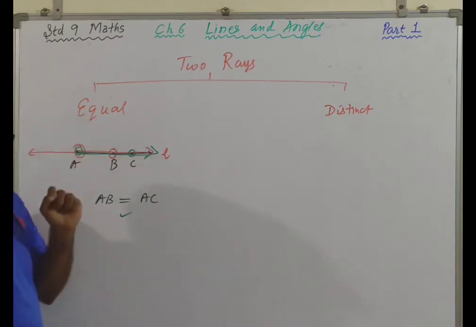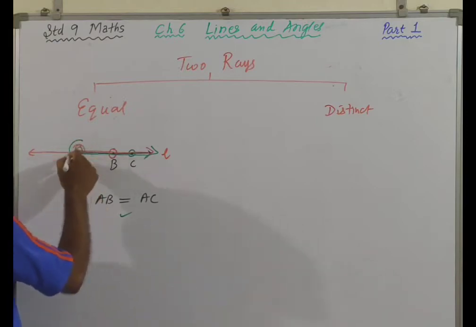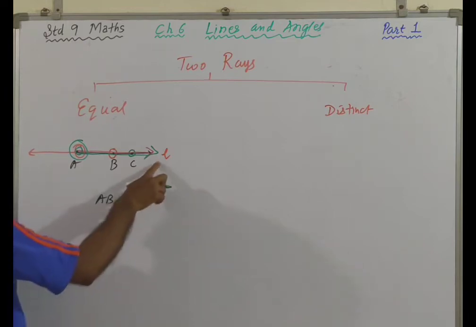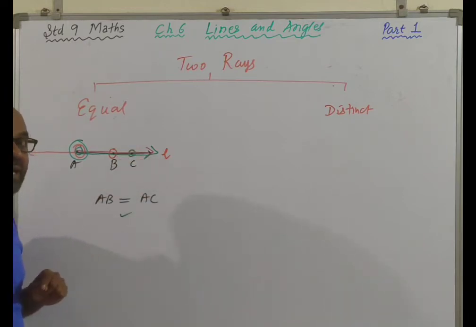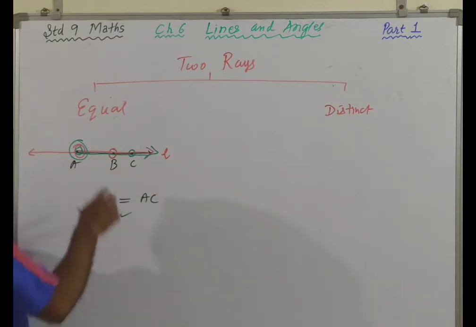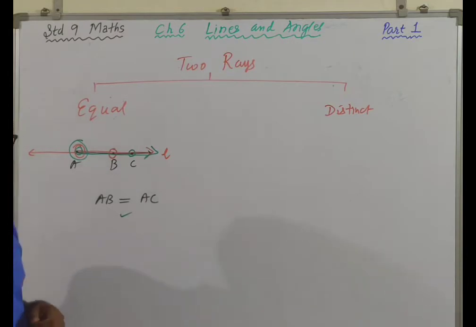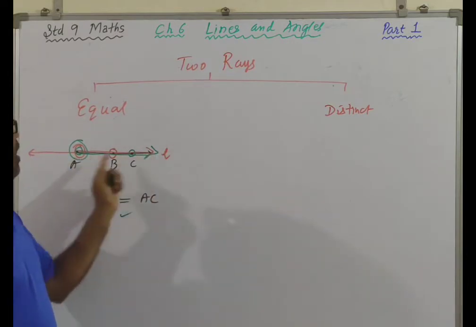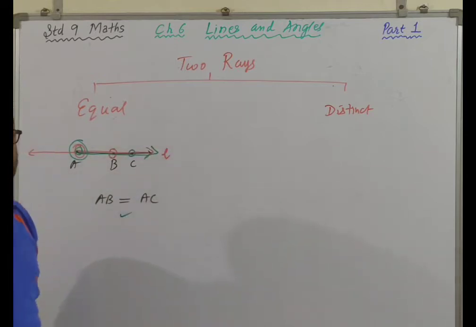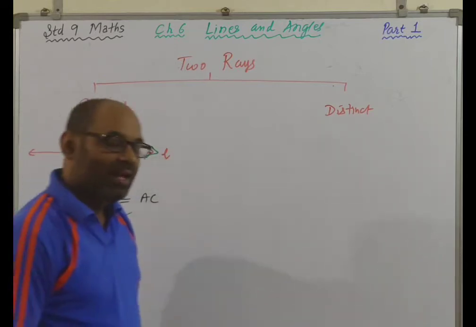So when are the two rays equal? Number one, they should have a common initial point. Both initial points should be common. Number two, they should be contained by the same line. Both should be parts of the same line. And number three, their direction should be the same. Look, A to B direction and A to C direction is one and the same. Then they are equal rays.